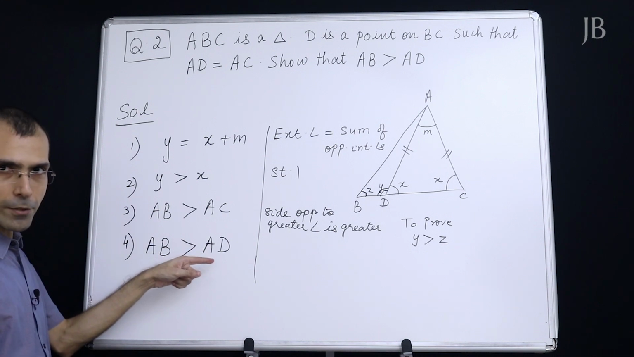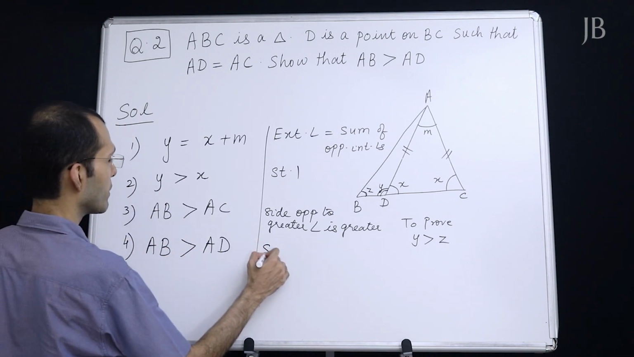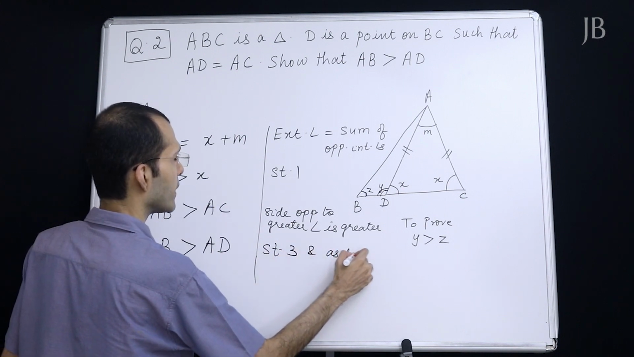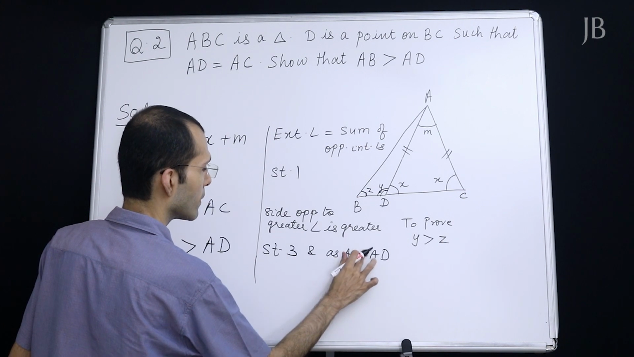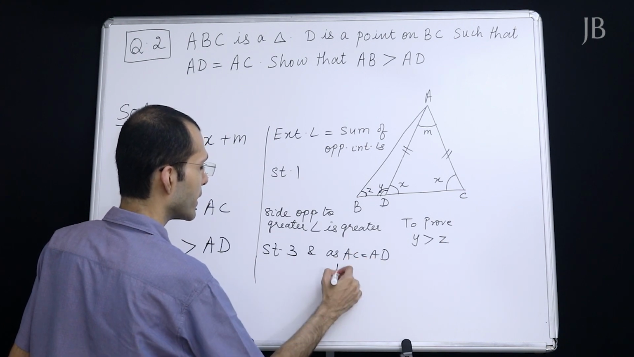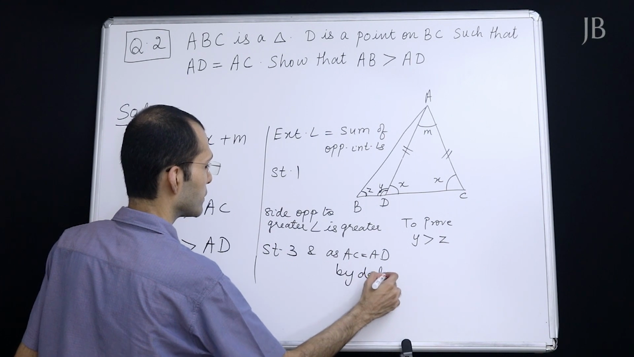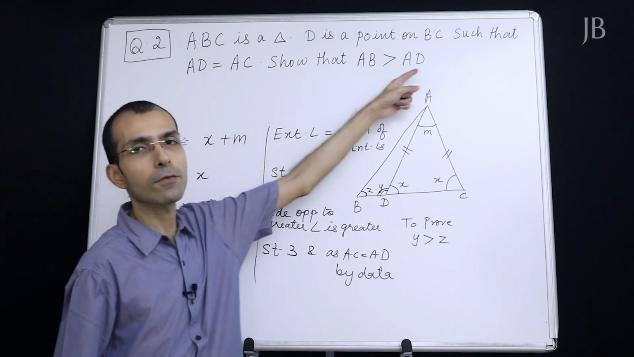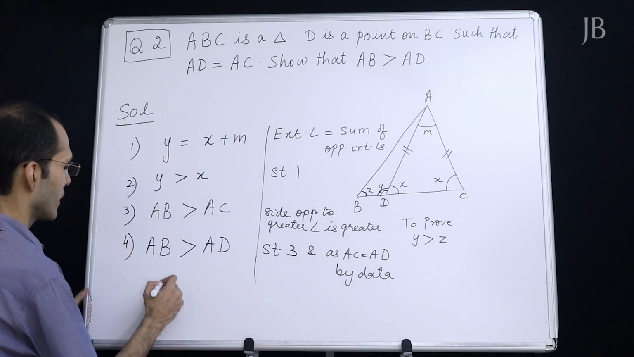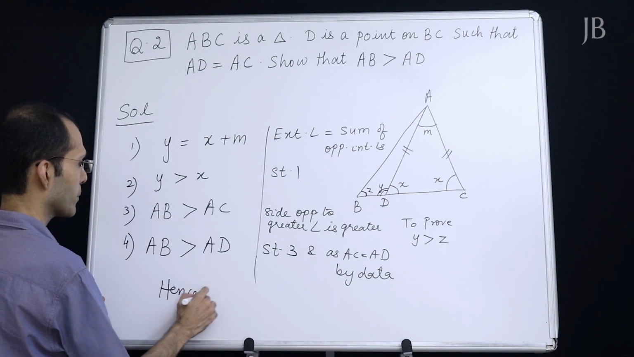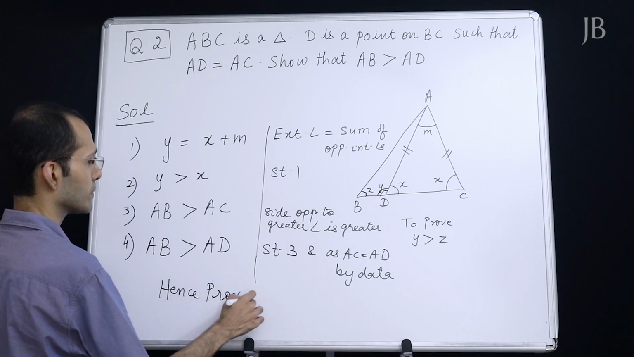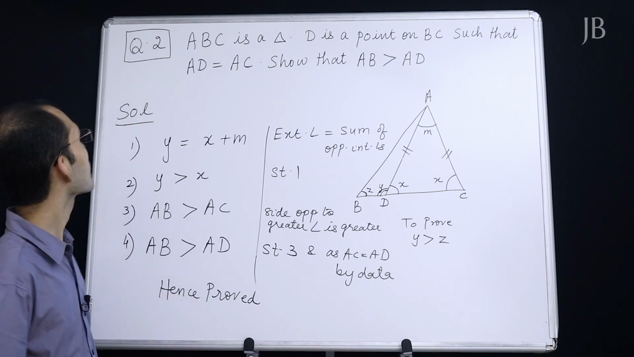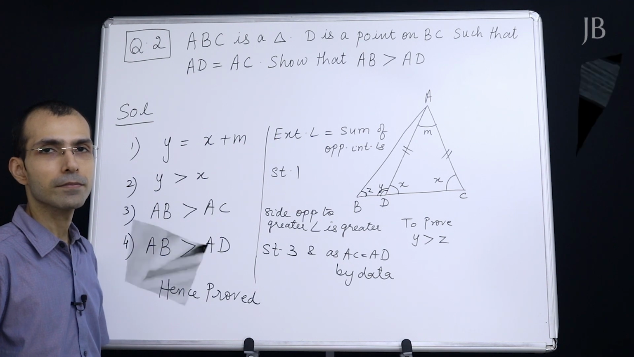And AC we have replaced with AD. So the reason will be statement 3. And as AC equals AD by data, we have proved finally AB greater than AD, and that is what we had to prove. Hence proved. So these are very short proofs. Comfortable with this? So this is done. Question 2 now stands complete.